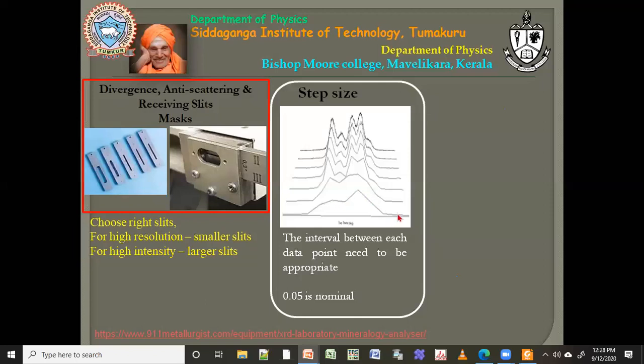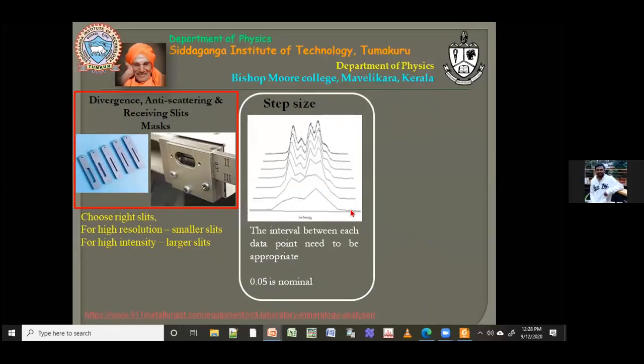If your symmetry is lower, like going from cubic to tetragonal, tetragonal to orthorhombic, orthorhombic to monoclinic, then what happens? You will get more reflections. The number of peaks is going to increase. In that case, if I use fewer steps, or fewer data points, then I may not get all the information of the sample. You can see here they are increasing the number of steps, or decreasing the step size. That means they are increasing the number of points in between.